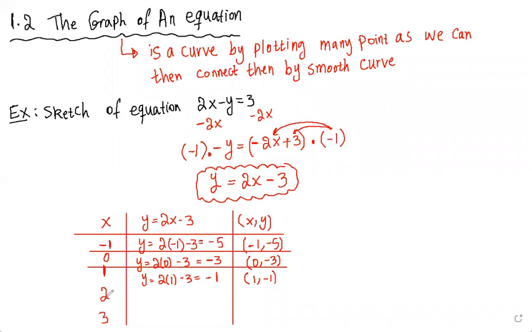Next, who will do the point x equals 2? 2 times 2 minus 3 is 4 minus 3, which is 1. So the point here is 2 and 1. For 3, again 2 times 3 minus 3 gives me 6 minus 3, which is 3. So the point is 3 and 3.